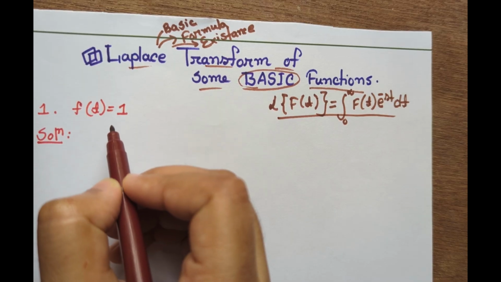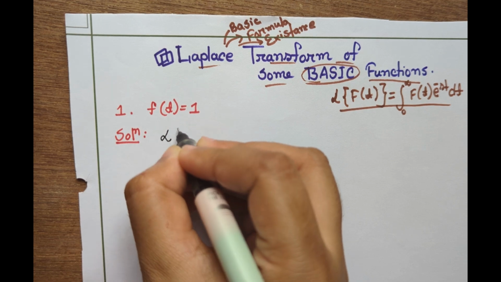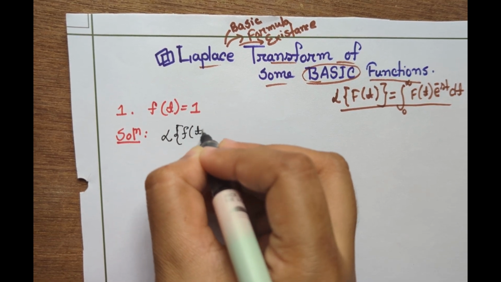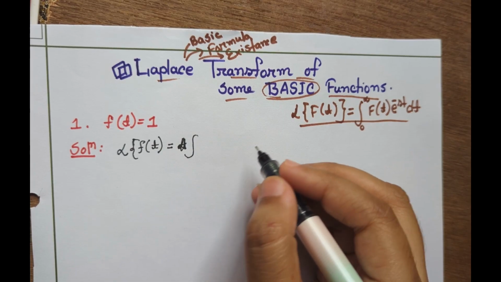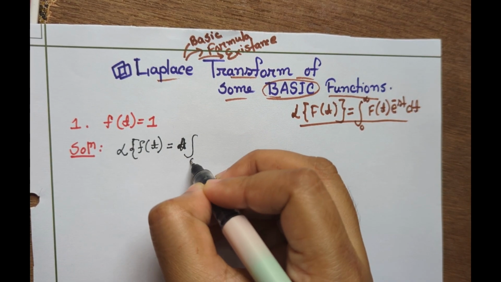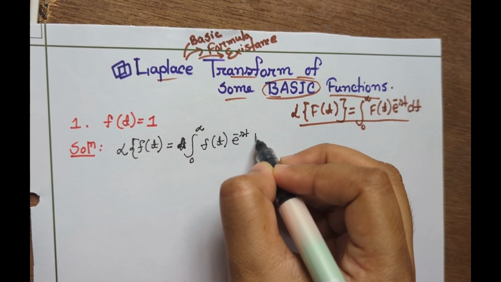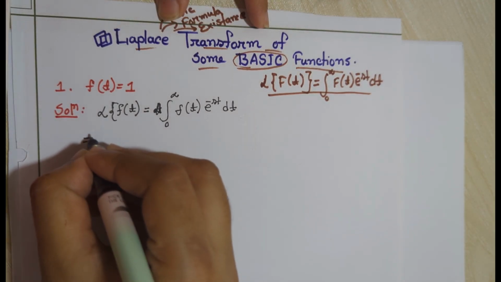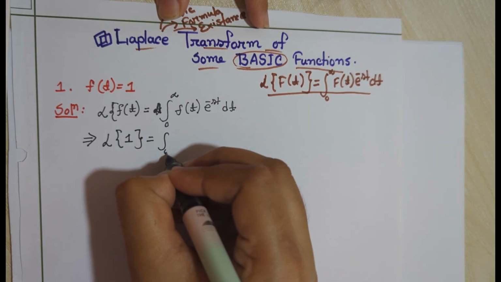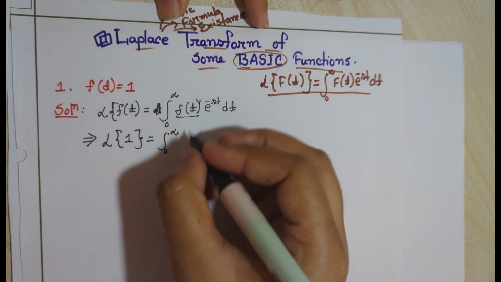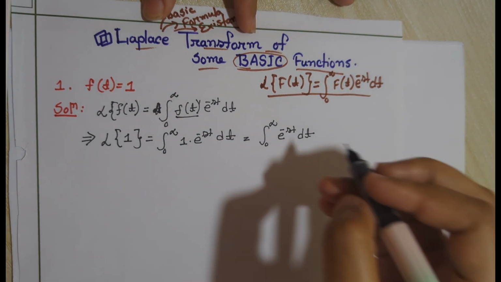Suppose f of t is 1. Now we will find the Laplace transform of this function 1. So we can write the Laplace transform of this f of t function according to our formula: integration from 0 to infinity of f of t e to the power minus st dt. As our f of t equals 1, we can write the Laplace transform of 1 equals the integration from 0 to infinity of 1 into e to the power minus st dt.